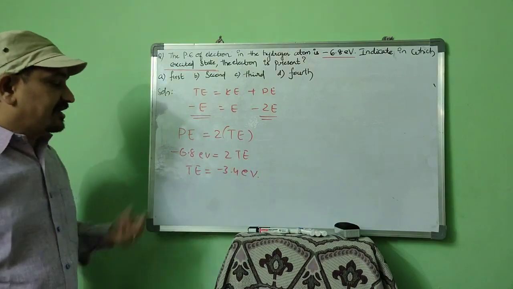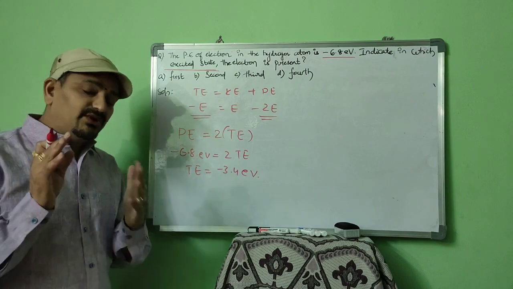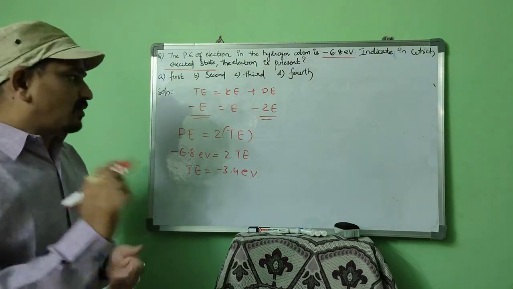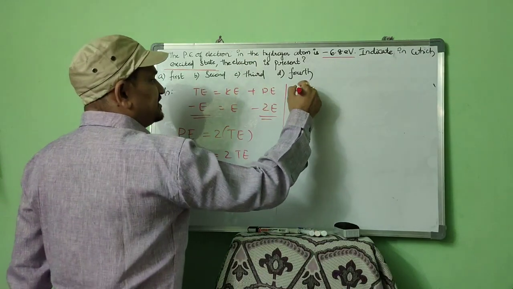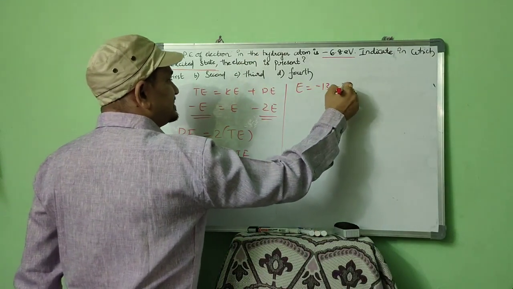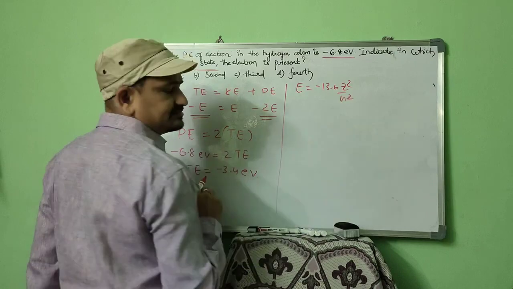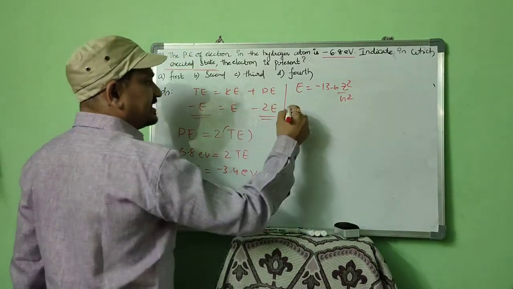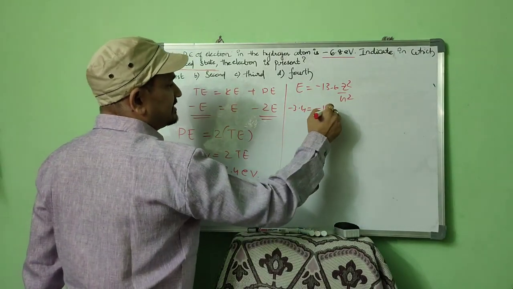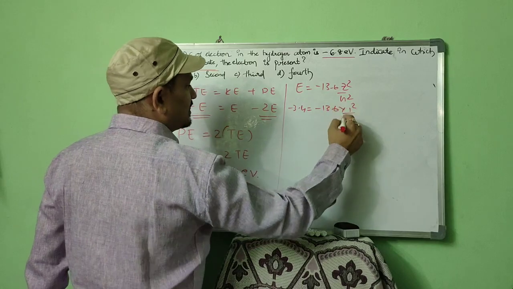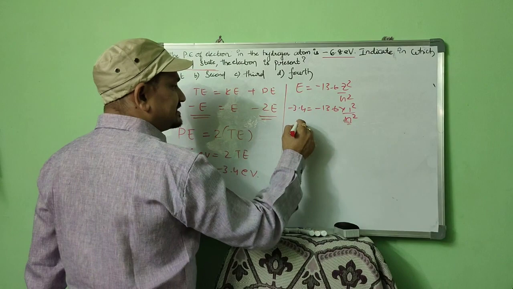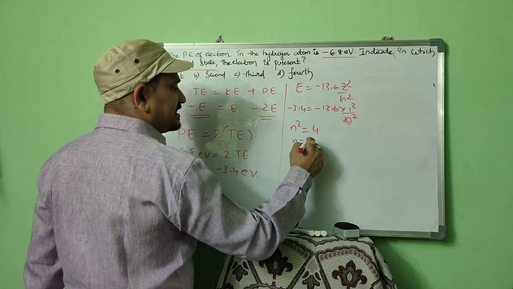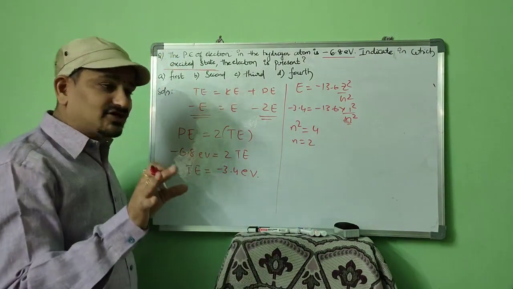We got the value. Now from this point onwards, we can solve the question in 2 ways. One is the regular systematic procedure. Energy is equal to minus 13.6 into z square by n square. So energy is given as minus 3.4 equals minus 13.6 into 1 square by n square. We have to find that n value, right? So n square equals 4, n equals 2. Orbit number here, n is the orbit number.